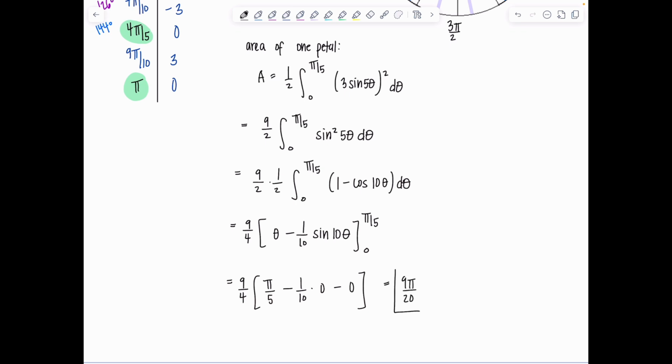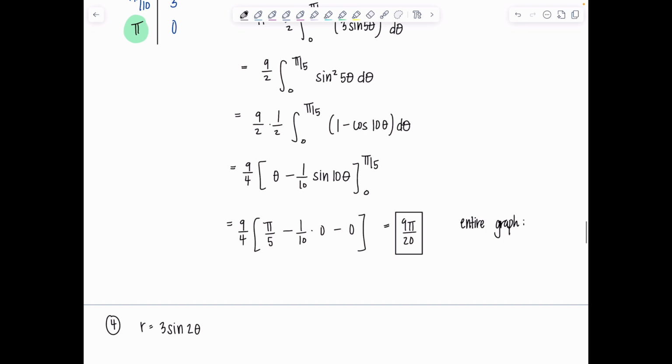That's for one petal. And then the entire graph would be 5 times that. So 5 times 9 pi over 20. This cancels, this is a 4. So 9 pi over 4. Good? Yeah, okay. That looks good.